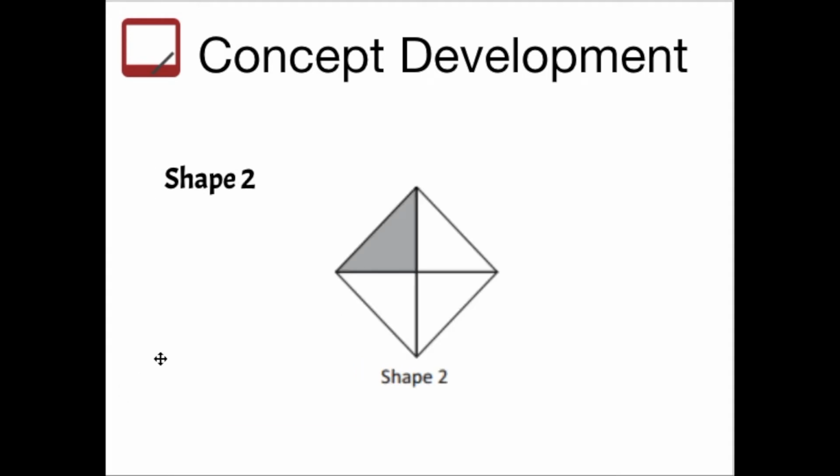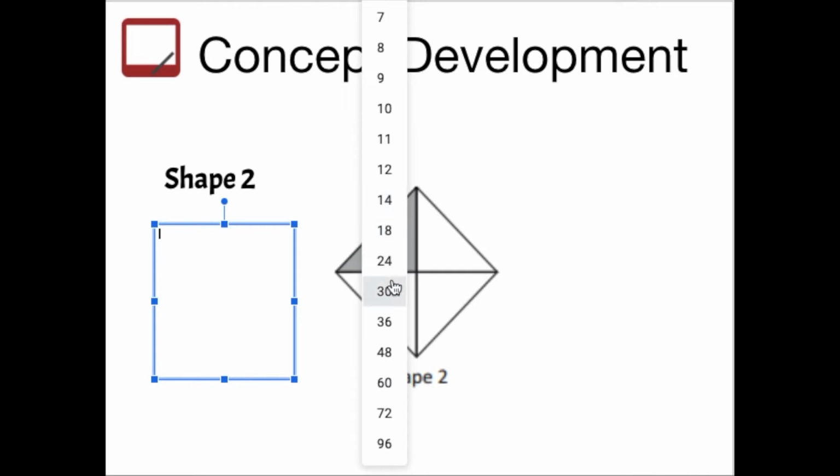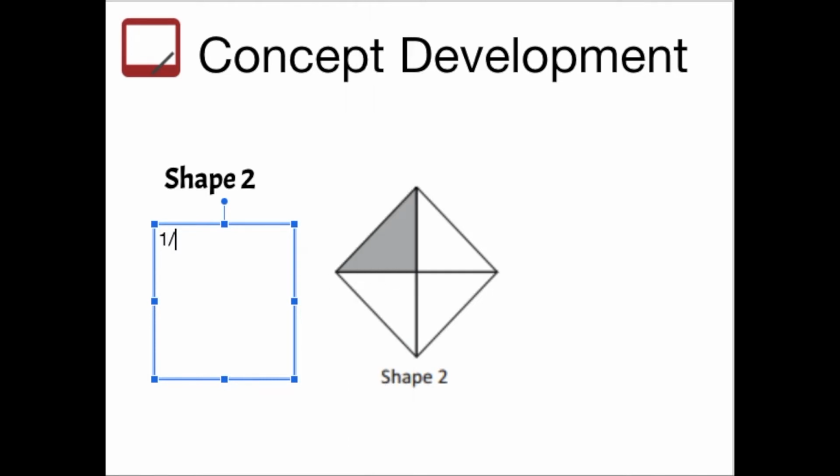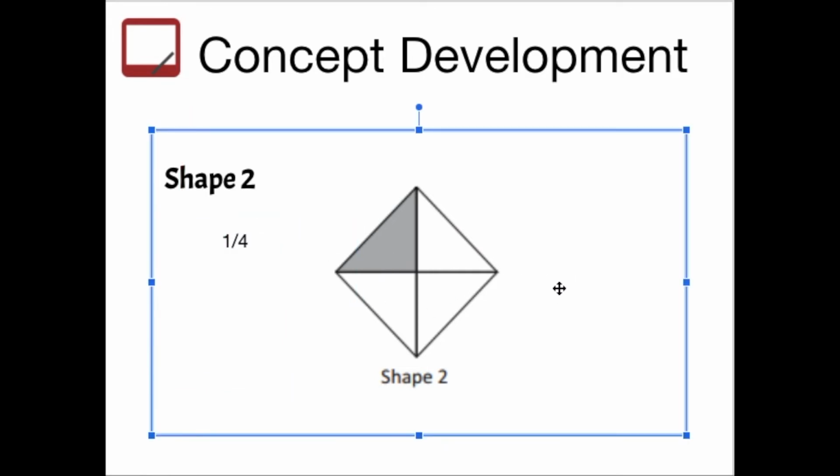Shape number 2. There is 1 part shaded out of 2, 3, 4 parts total. So for this fraction, my numerator, the part shaded, is 1. My denominator, the total number of parts, is 4. This shape is showing me 1/4.